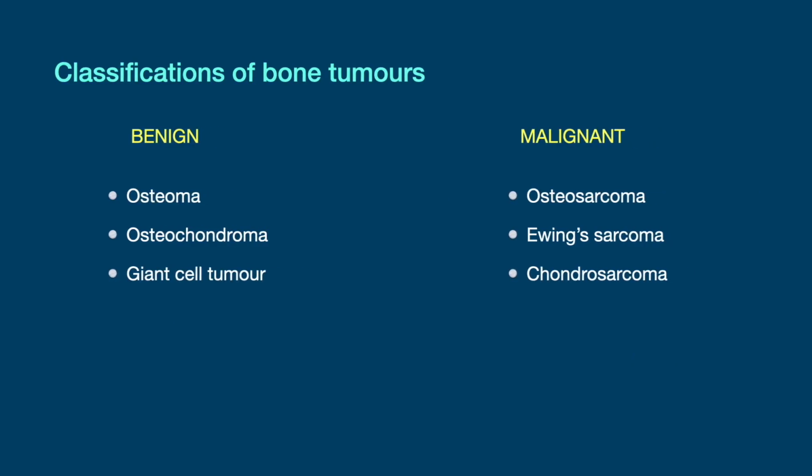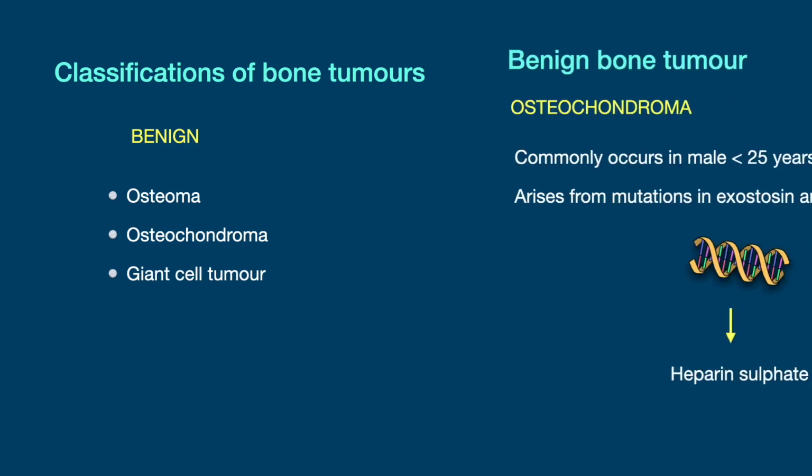Next, we'll be looking mainly at primary bone tumors, which are tumors that arise from bone cells. Bone tumors can largely be classified into benign and malignant. Examples of benign tumors are osteochondroma and giant cell tumor. Malignant bone tumors are osteosarcoma, Ewing sarcoma, and chondrosarcoma.